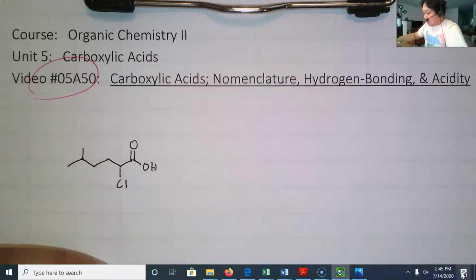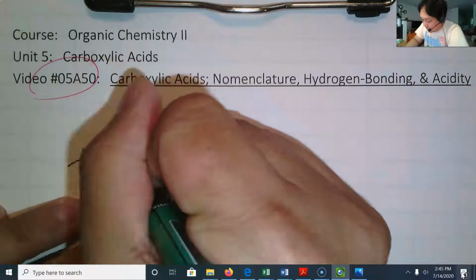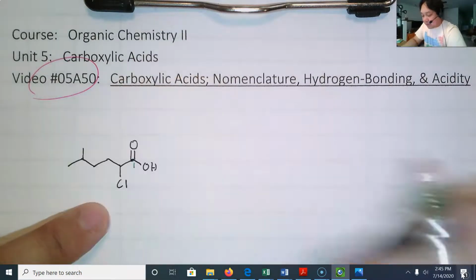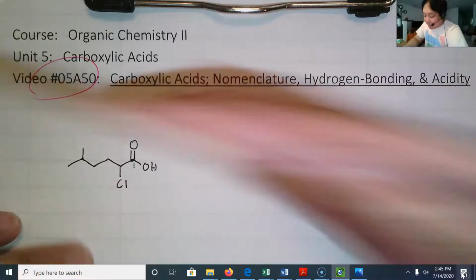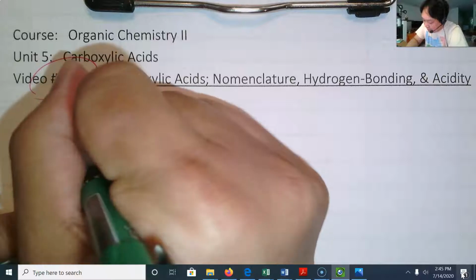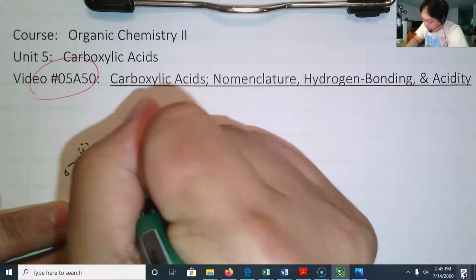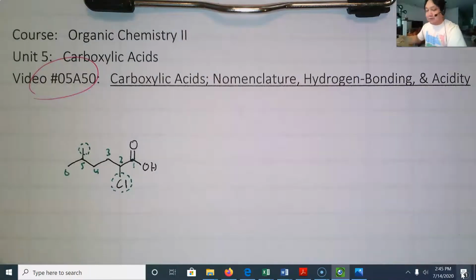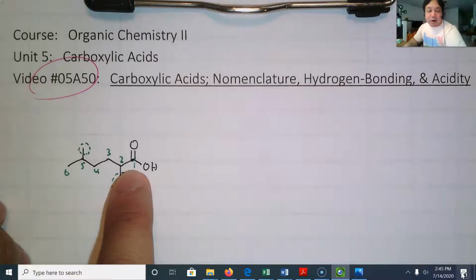When you're numbering the carbon chain, again, you are going to look for the longest carbon chain. You're going to include that carbon of the carboxyl group, and actually that will be carbon number 1. 2, 3, 4, 5, 6. I'm not going to write out all the rules. It's basically the same set of rules as before. Just know that carbon number 1 is automatically the carbon of the carboxyl.